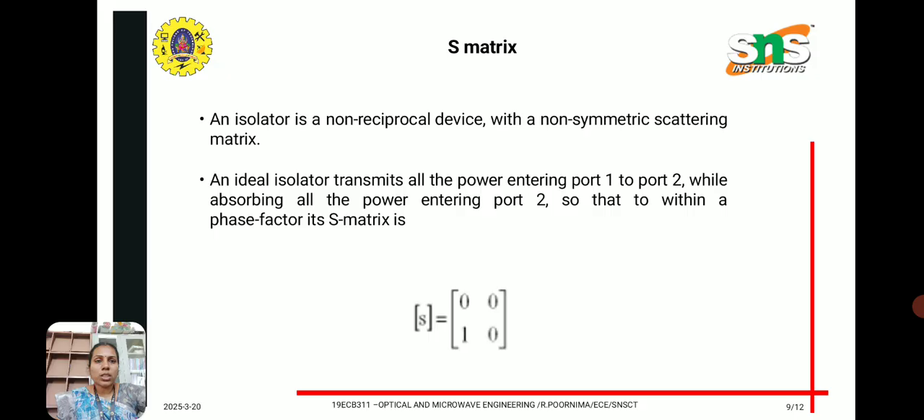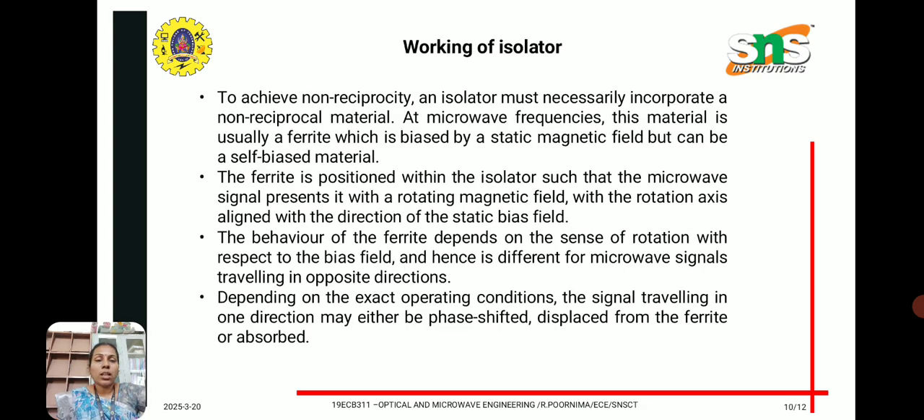The S matrix of an isolator is written using a 2 by 2 matrix. Here 0, 0, 1, 0. So the S21 value we get is 1. And the working of an isolator: to achieve non-reciprocity, an isolator must necessarily incorporate a non-reciprocal material. This material is usually a ferrite which is biased by a static magnetic field, and the ferrite is positioned within the isolator such that the microwave signal presents it with a rotating magnetic field, with rotation axis aligned with the direction of the static bias field. The behavior of the ferrite depends on the sense of rotation with respect to the bias field.